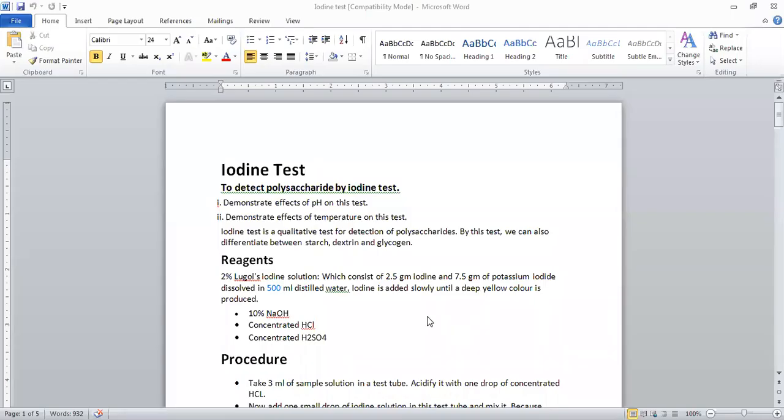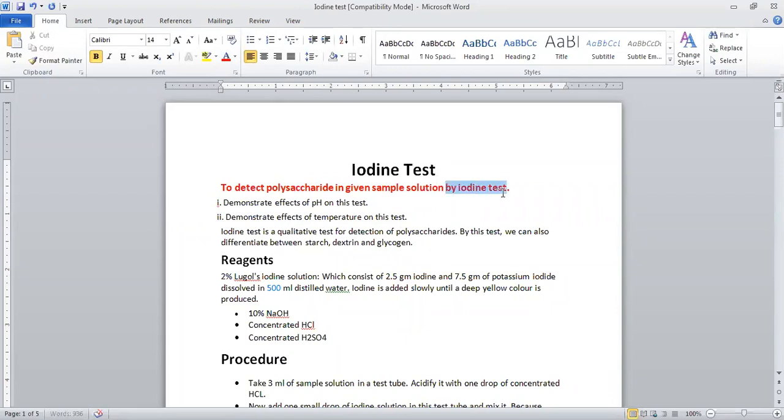Today's experiment is the iodine test, and the iodine test is a qualitative test. The title of this experiment is to detect polysaccharides in a given sample solution by iodine test. This is the title.